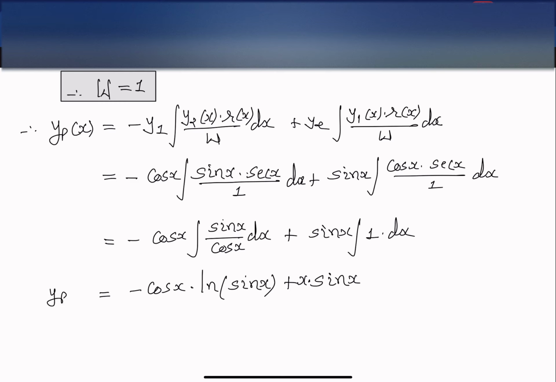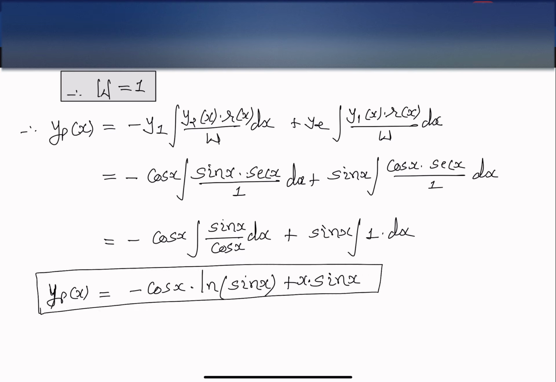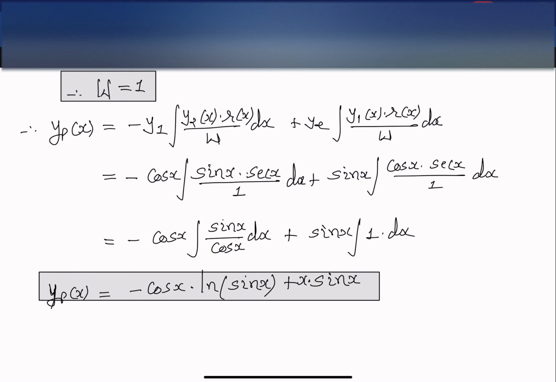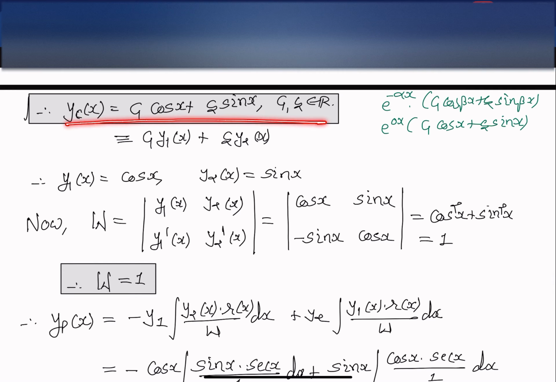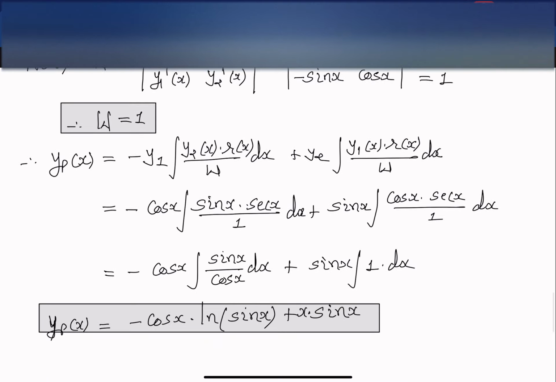This is our y_p(x), particular integral. Isn't it easy? Keep in mind, in particular integral, there does not exist any arbitrary constant. So I never write plus c. Particular integral never contains any arbitrary constant. All the arbitrary constants will always be in y_c(x). Keep in mind, right?